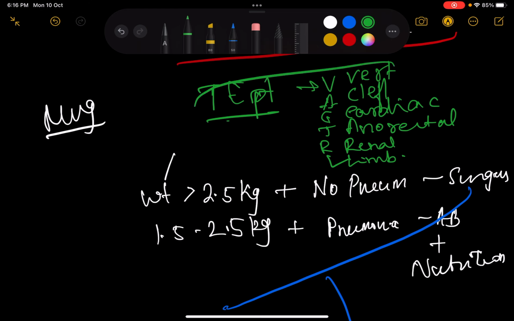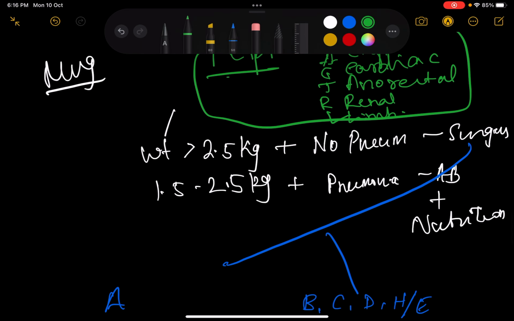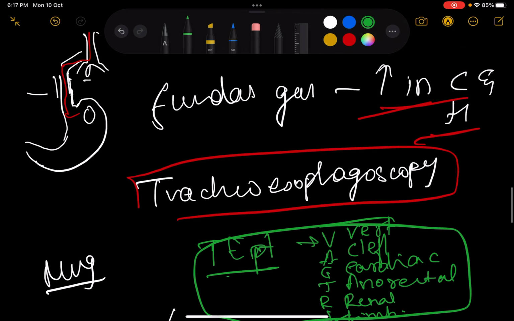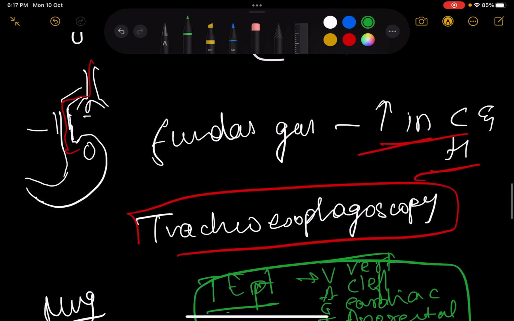So yes, you do that. Just keep that in mind. It's more of a clinical thing. And let's talk about the management of this entire condition.